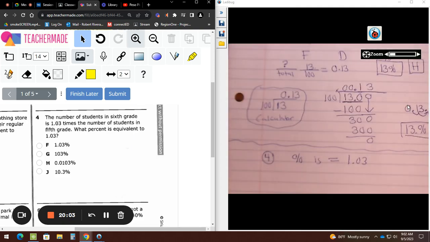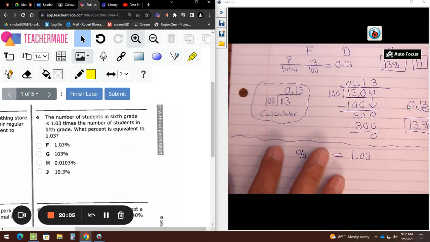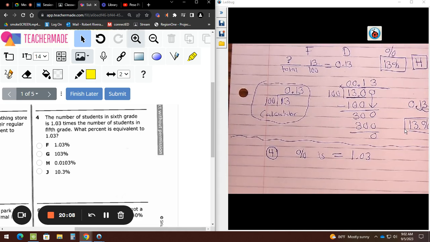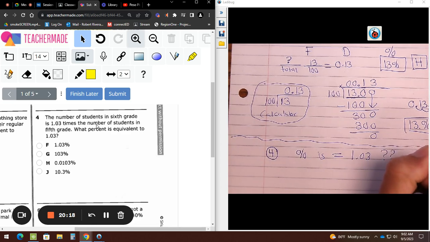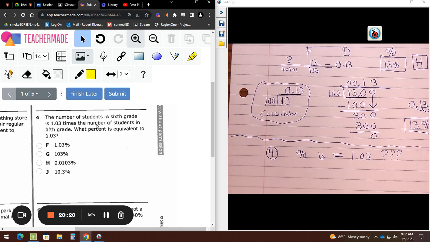Let me show you what I copied. All I did is I listened to Andrea and Gabriel. They wanted percent, so that's what I put. They want percent is equal to 1.03. That's all they want. So this is my question. So I like to put question marks there.